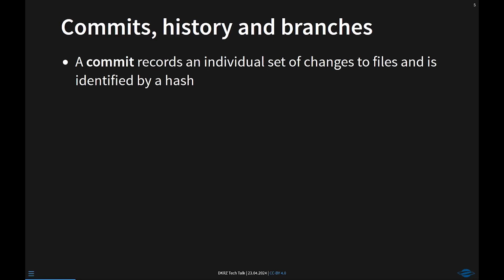Very basically, a commit, as you all probably know, records an individual set of changes to the files, and it is identified by a hash. All commits have a hash, and this hash summarizes the state of your repository at that particular point in time. Another important thing about commits is that all commits, except the first commit in your Git repository, have a parent. Each commit knows its parent by the hash of the parent.